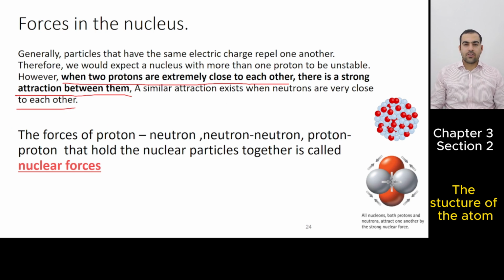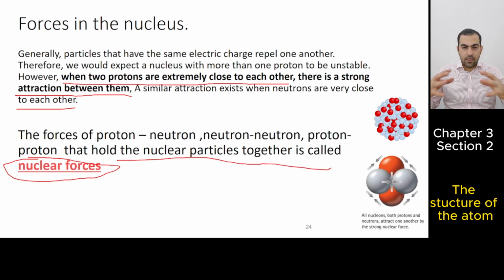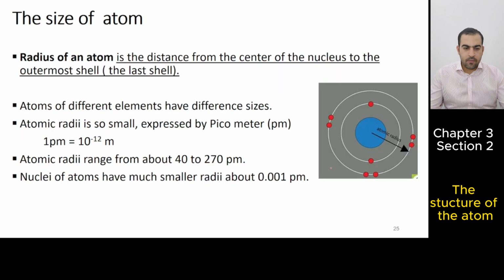There is a strong attraction force. We call this strong attraction nuclear force. What's nuclear force? The force between proton, neutron, proton that holds the nuclear particles together. This is the definition of nuclear force. It's not mentioned in the book that neutrons help the protons to not repel each other. Okay, as well.